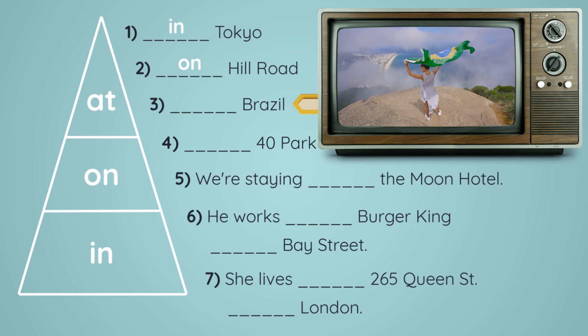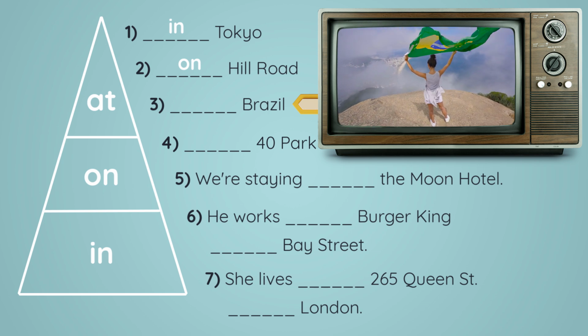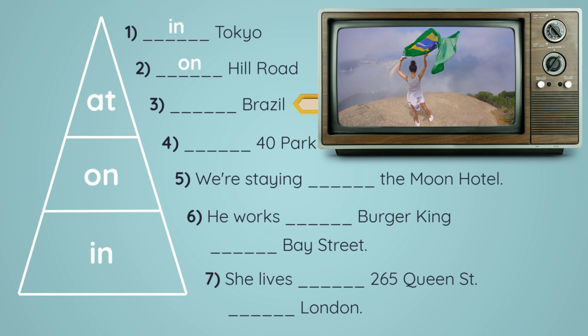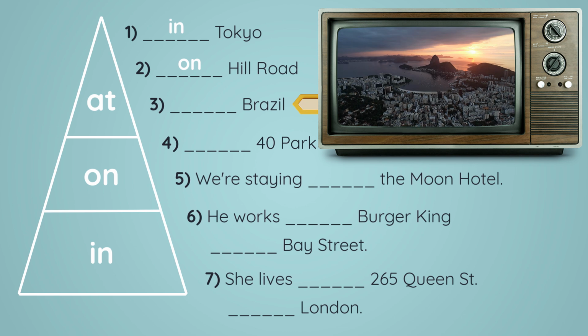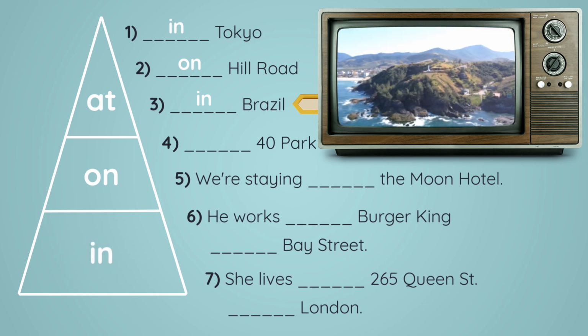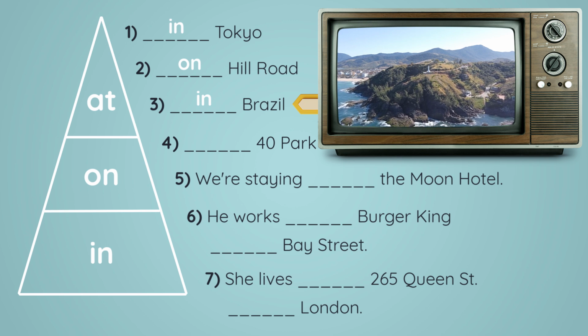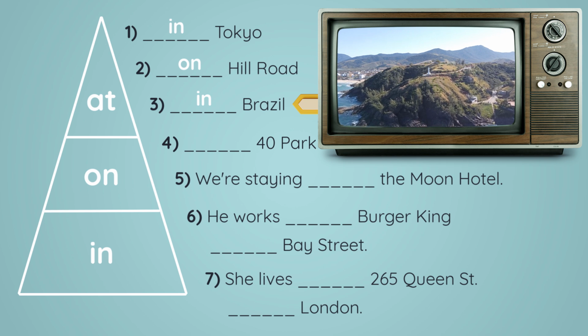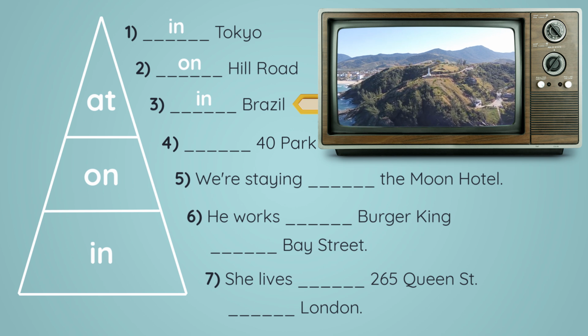Number 3. She lives, blank, Brazil. What would you choose for that one? She lives in Brazil. Again, Brazil is very wide, right? It's a big place. So we want the widest option, which is in. In Brazil. And for cities, countries, continents, large areas of land. We're also in the world.